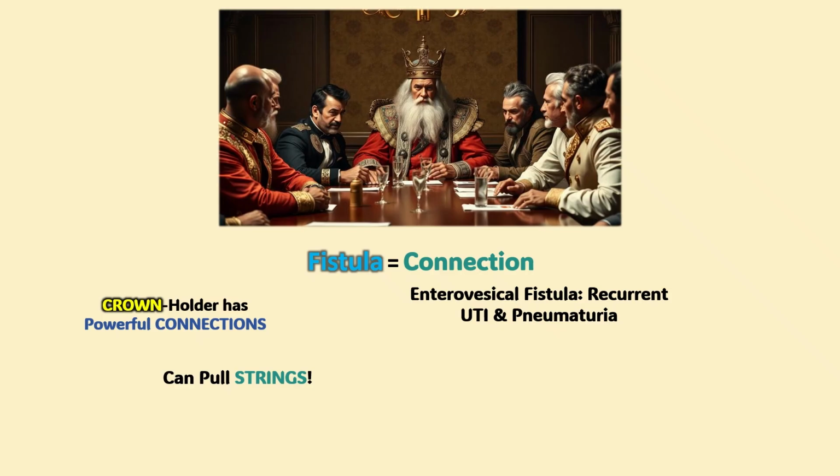And as the crown holder has powerful connections, it can pull strings to manage difficult situations. To remind that string sign is seen in Crohn's disease. So whenever you are confused where the string sign is seen, just remember who can pull strings to manage situations. Of course, the crown. That will avoid your confusion with ulcerative colitis.